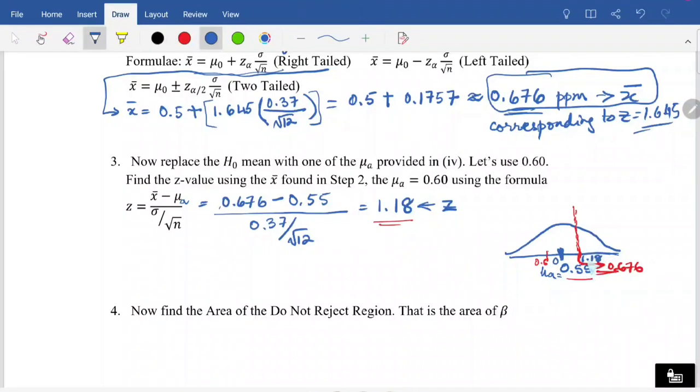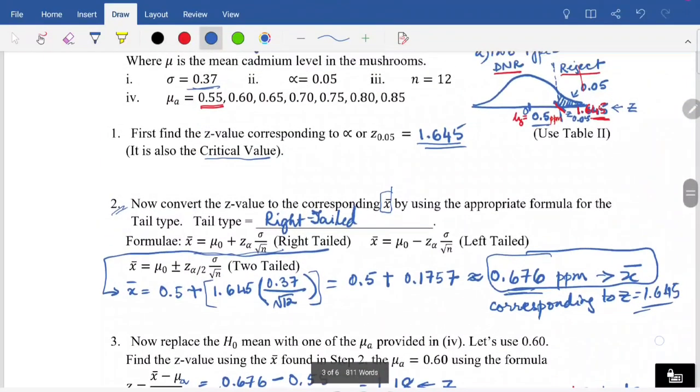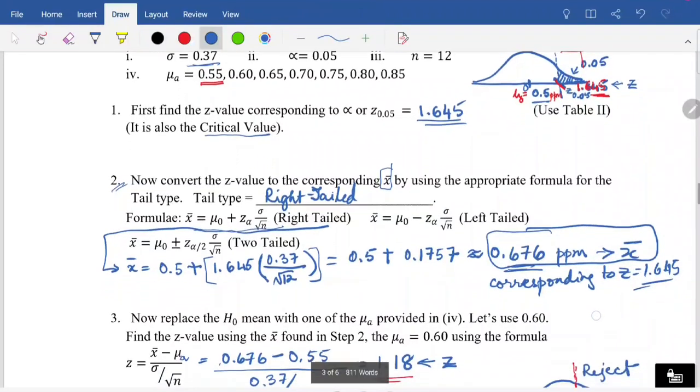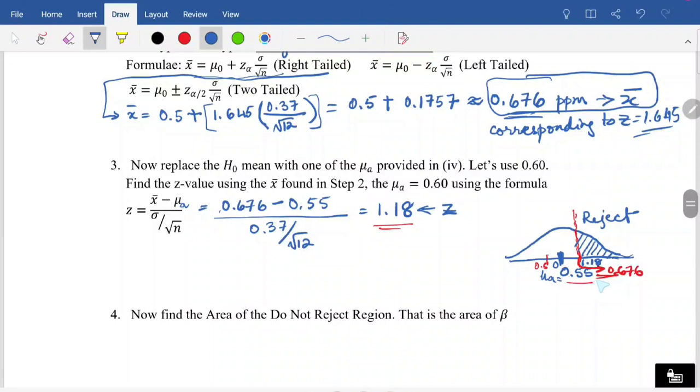So what has happened is 1.18 is closer to the center point now. This area, which was the reject region, is still on the right hand side, but now it is a wider region. This was a much narrower area that the reject region occupied. Once we replaced 0.5 with 0.55 and calculated our z value, we get a wider area for the reject region.